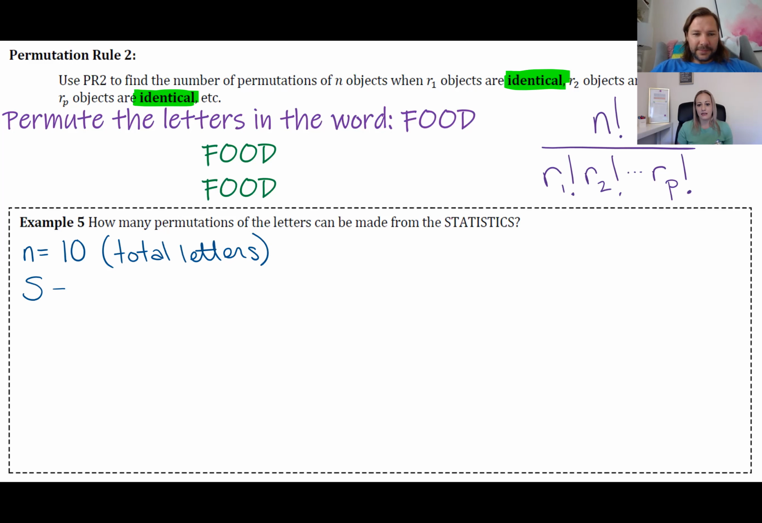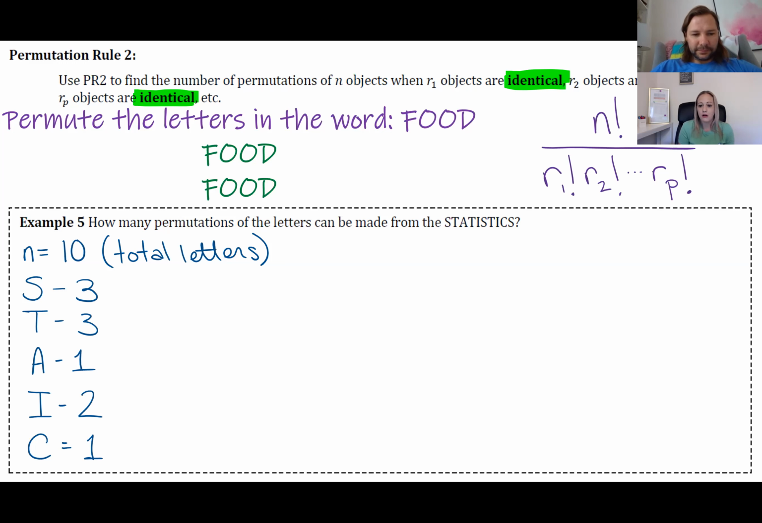Okay, so the n that's on top in that formula is the total number of letters, or total number of things that you're permuting. So if you count those up in statistics, there's 10 total letters. Now what you want to do is go through and just count however many of each letter there are. So let's see, there are 3 S's. T's, there's 3 of them as well. And then just go through all of them. So there's 1 A, 2 I's, and 1 C.